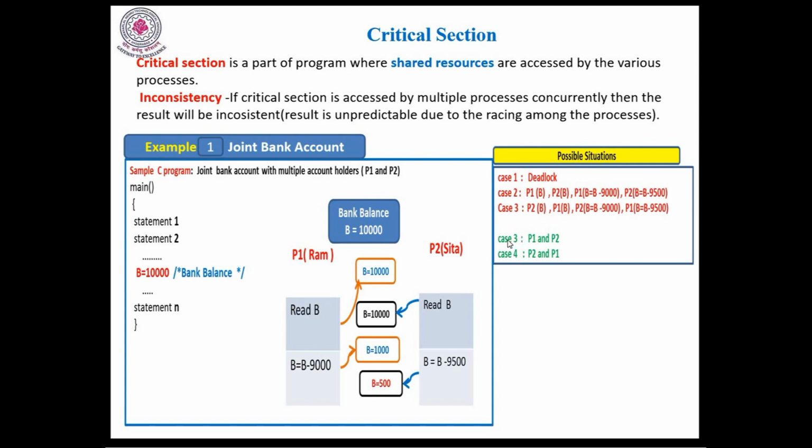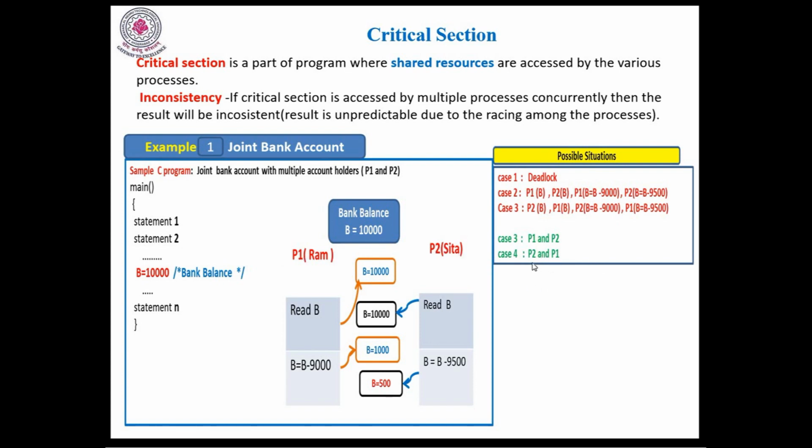And let us see the other possible cases. Suppose P1 executes first, then P2. Then what is the result? Suppose P1 executes, B is 10,000 rupees and B is equal to 10,000 minus 9,000, which means 1,000 rupees. Now B is 1,000 rupees. When P2 tries to withdraw 9,500, P2 will not get a chance to withdraw that. So this is a positive sequence, P1, P2.